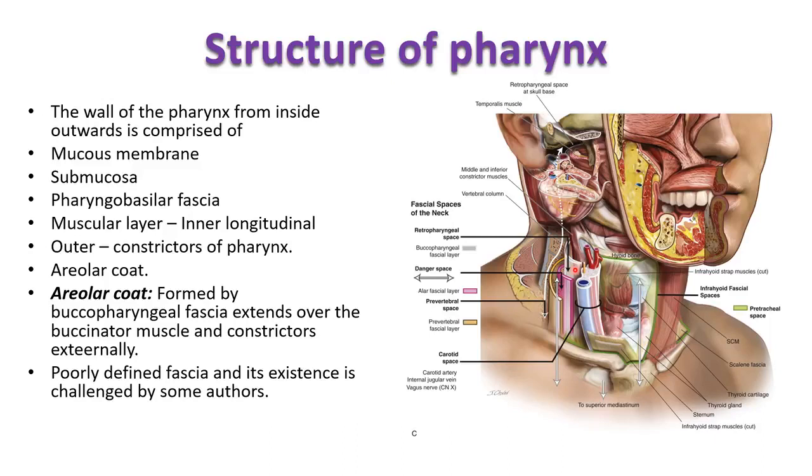So if that fascia is not tough, if you consider it a loose or ill-defined fascia, then it is not worth mentioning its existence. So the existence of this buccopharyngeal fascial layer is somewhat controversial. Then lateral or external to the buccopharyngeal fascia, you have a space, the retropharyngeal space. This space is lined anteriorly by the buccopharyngeal fascia and posteriorly by the prevertebral fascia. So that is about this areolar coat.